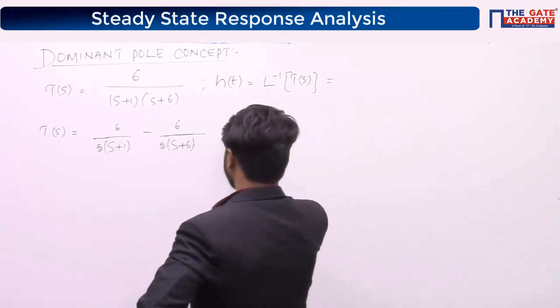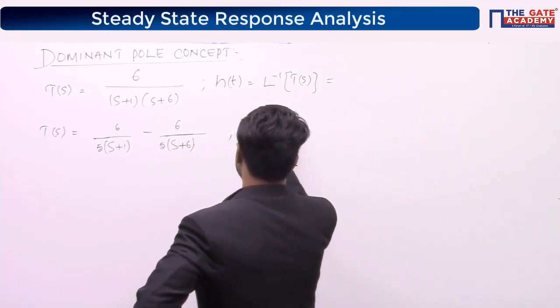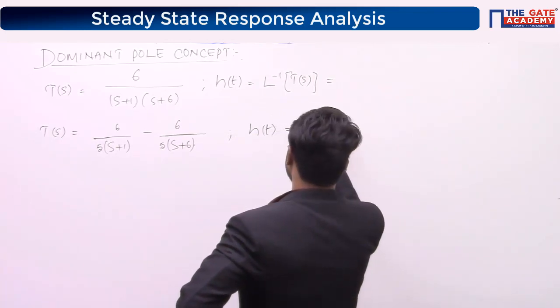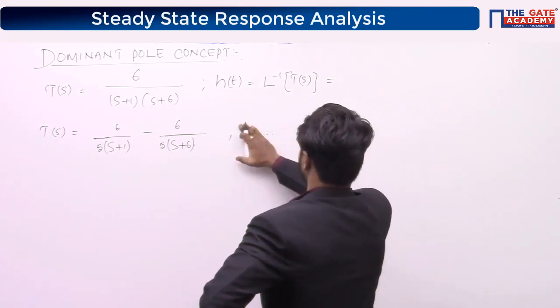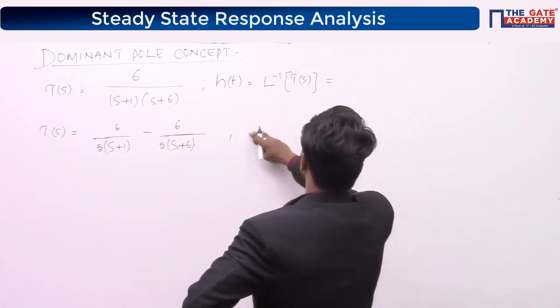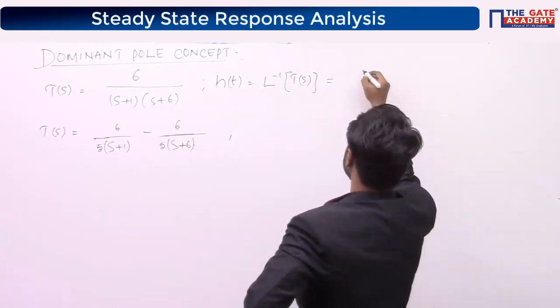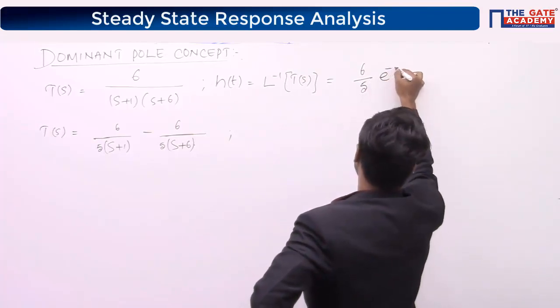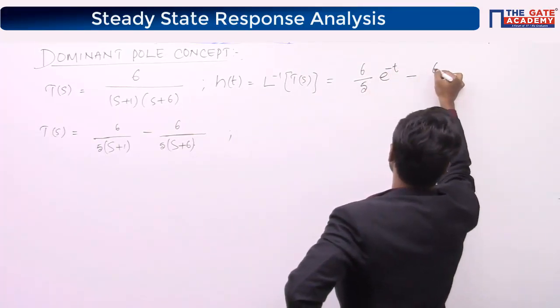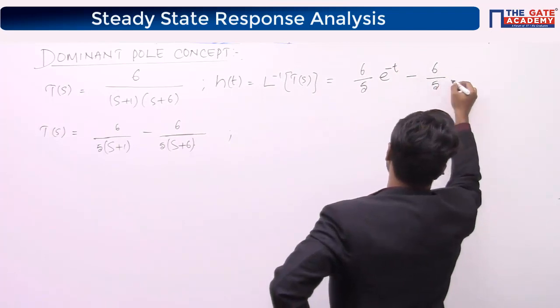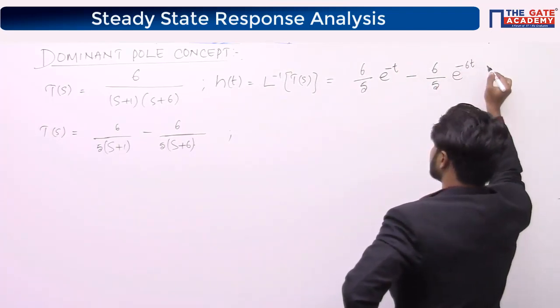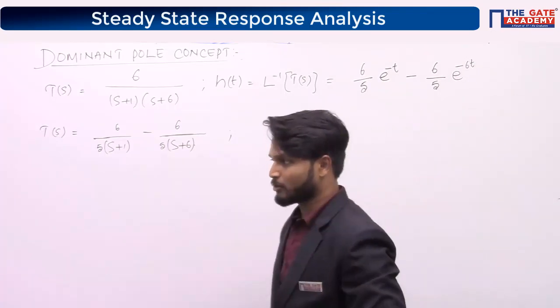So now h of t, what about h of t? H of t is equal to Laplace inverse of T of s. So I have already written it here. Laplace inverse of T of s, that is equal to 6 by 5 e power minus t minus 6 by 5 e power minus 60t, right? This is the impulse response.